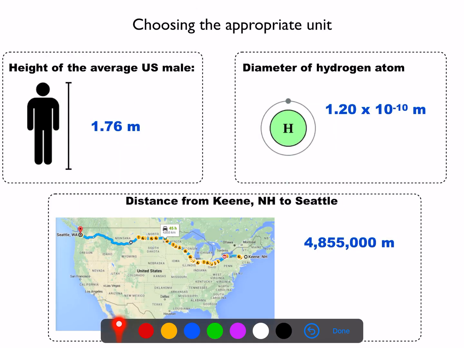If we go back to our 3 examples here, we can see 1.76 meters for the height. That seems like an appropriate unit. But if we're talking about diameter of a hydrogen atom, it may be more appropriate, instead of using meters, to talk about this in terms of picometers. So this is also 120 picometers. This distance from New Hampshire to Seattle, we might better write as 4,855 kilometers. Might be a better, more appropriate way to write that rather than the 4 million plus meters.